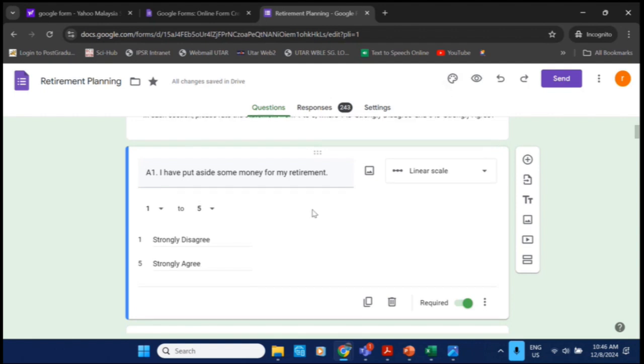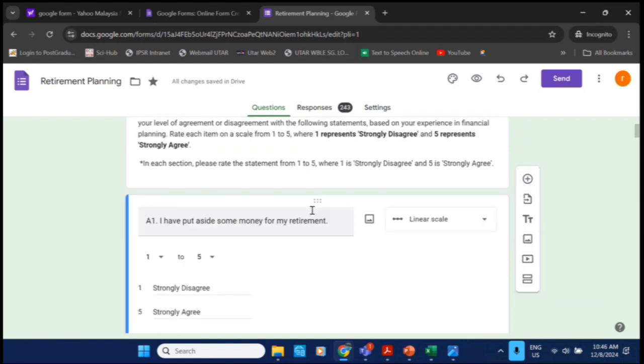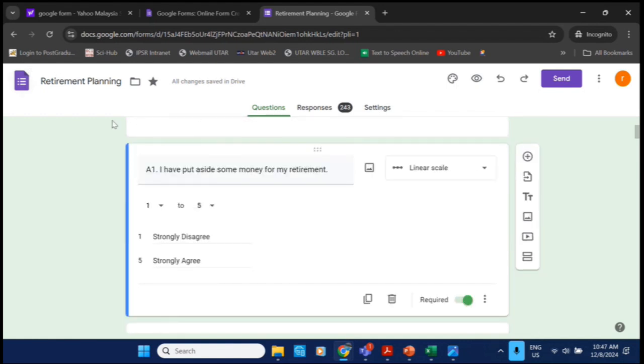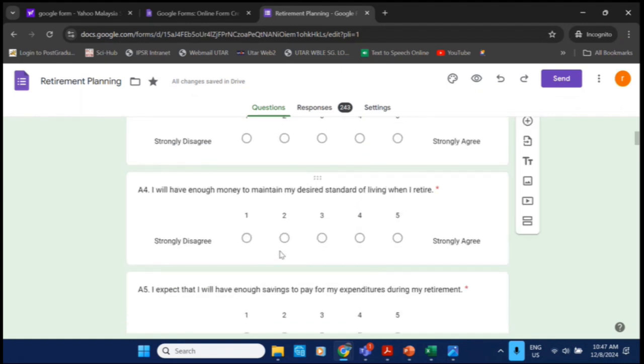Okay, so this one, I think most of us know how to do it, right? You just do a Google Form, then you can choose linear scale. You can put here strongly disagree, or strongly unlikely, or strongly likely. So it's up to your choice. Of course, you can always copy and then change the thing only. You can do many other things.